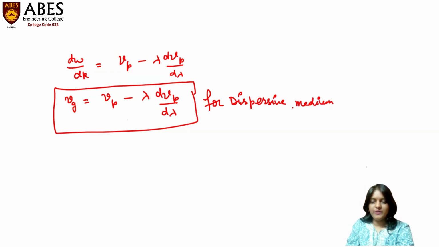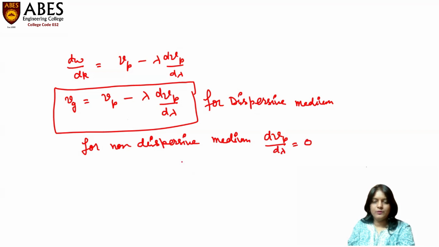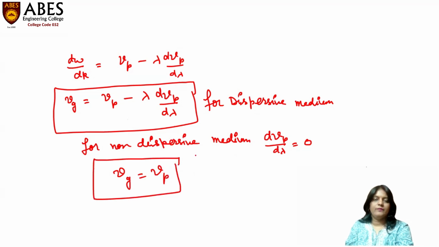In a dispersive medium, velocity depends on lambda. And for a non-dispersive medium, dVp by d lambda is equal to 0. Velocity is not depending on lambda, and the group velocity becomes equal to the phase velocity. This is the relation between group velocity and phase velocity.